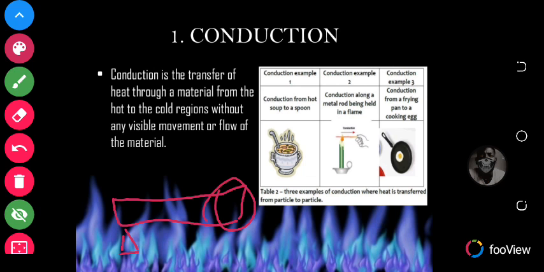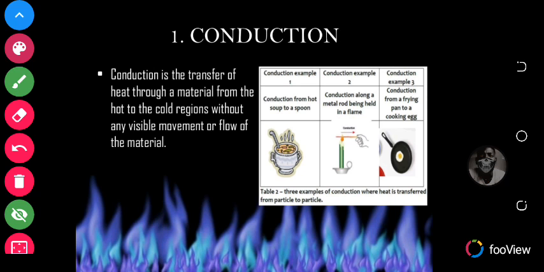There's a flow of heat from one point which is very hot to the other point which is not very hot, which is less hot. So the flow of heat will go this way. Alright, so that is conduction. Let's look at examples. Conduction from hot soup to a spoon. If you have hot soup and you dip a spoon inside, you realize that the spoon becomes hot as well.